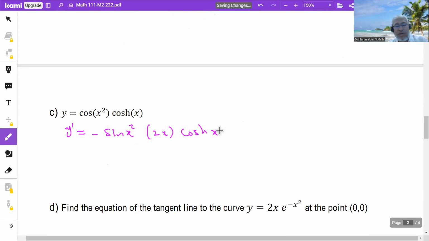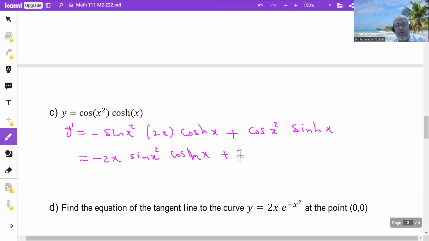or hyperbolic cosine of x, plus cosine x squared as it is, times the derivative of hyperbolic cosine, which is hyperbolic sine. So that's the final answer. You can write it at the end: negative 2x sine x squared cosh x plus cosine x squared sinh x.